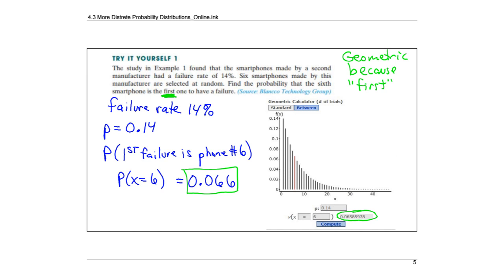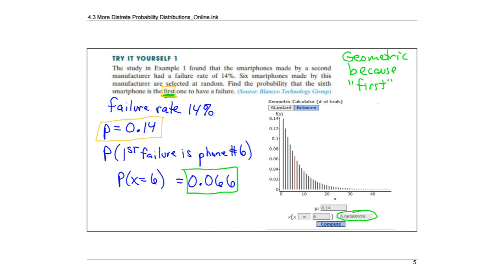All right, so this one's the same idea. This is a second manufacturer, and they had a failure rate of only 14%. So that means that our p is 0.14. 6 smartphones made by this manufacturer are selected at random. Find the probability that the 6th smartphone is the first one to have a failure. Again, that word first tells us that we're going to use a geometric distribution.